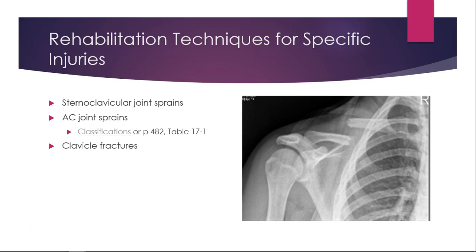AC joint sprains are next. Six types of AC sprains are listed on page 482, table 17.1, or you can click on the link for an overview. These injuries are classified with an X-ray. Typically, type 1 through type 3 are treated non-surgically, while type 4 through 6 are treated surgically.